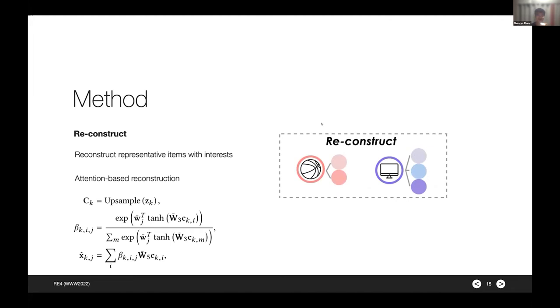That's quite intuitive and straightforward. So we aim to ensure the semantic correspondence between interests and historical behaviors. So we reconstruct those represented items for each interest. And technically, we employ the attention-based reconstruction.